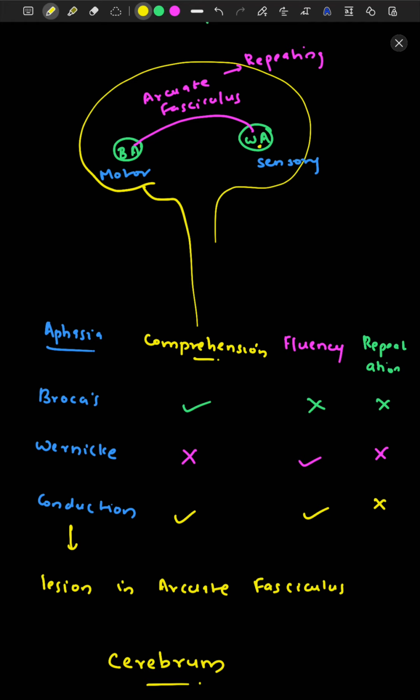In conduction aphasia, the lesion is present at the arcuate fasciculus, so he can comprehend, that means he can understand things, because his Wernicke's area is normal, and he can talk fluently because his Broca's area is normal, but he can't repeat, because there is a lesion in the arcuate fasciculus.